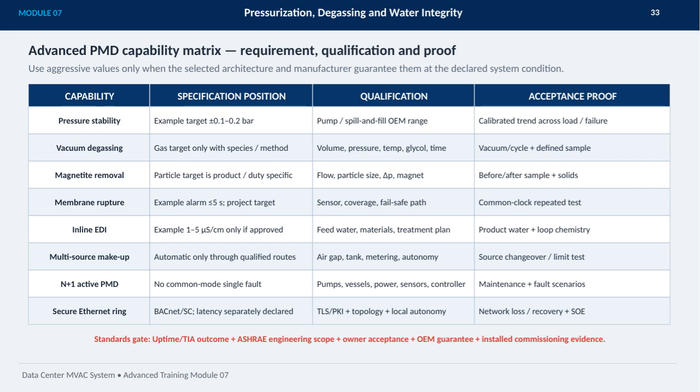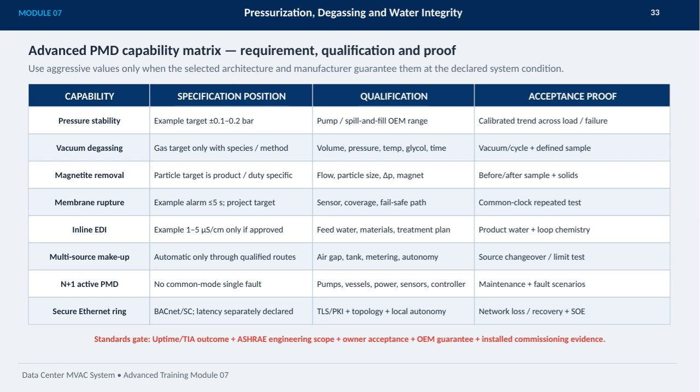The system employs N+1 active PMDs to avoid common mode single faults across pumps, vessels, power supplies, sensors, and controllers. Maintenance and fault scenarios are carefully planned, and the network relies on a secure Ethernet ring with BACnet/SC protocol, declared latency, and robust TLS/PKI with local autonomy and topology controls.